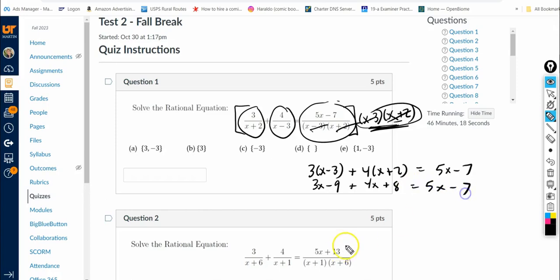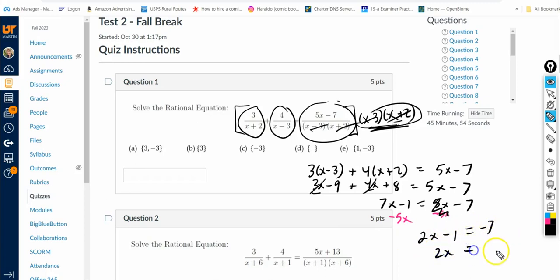And now I need to gather like terms, so I'm going to have 7x minus 1 is equal to 5x minus 7. I'm going to subtract 5x from both sides. So I'm going to get 2x minus 1 is equal to negative 7, and I'm going to add 1 to both sides. And dividing both sides by 2 gives me x equals negative 3.